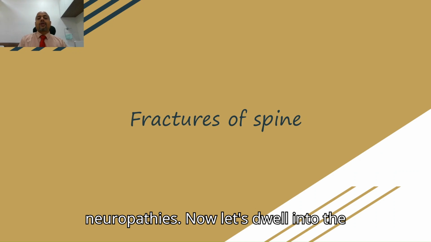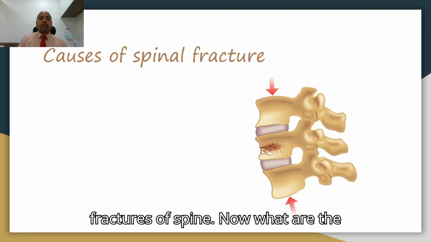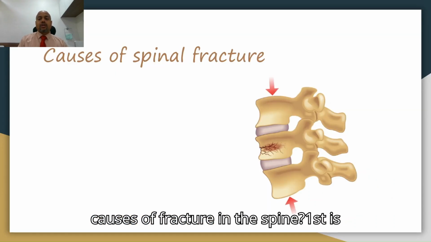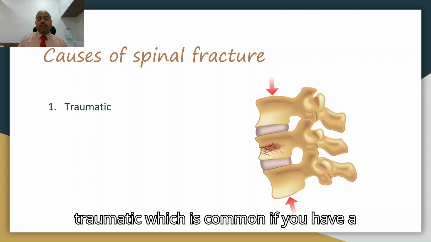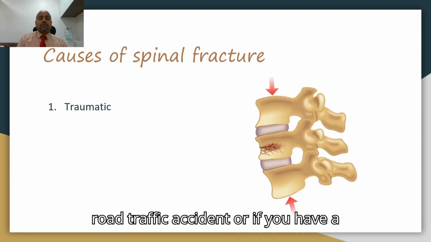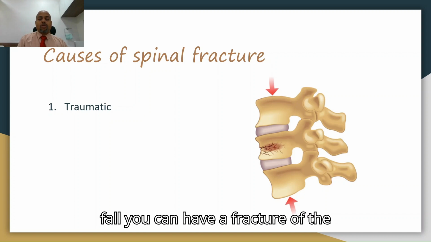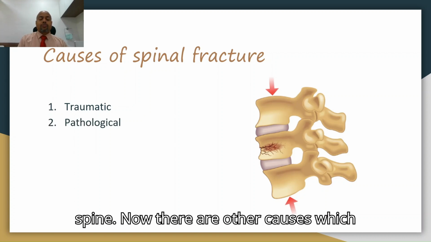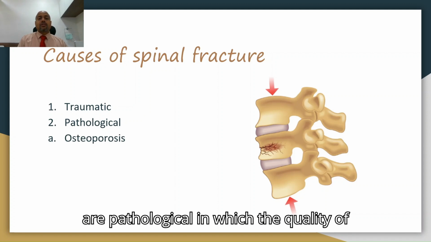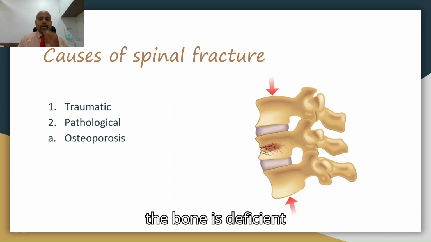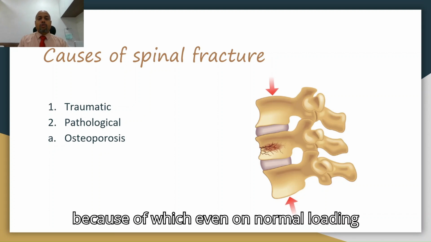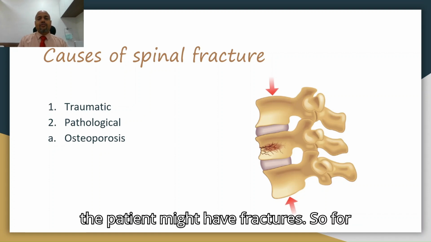Now let's delve into the fractures of the spine. Now, what are the causes of fracture in the spine? First is traumatic, which is common. If you have a road traffic accident or if you have a fall, you can have a fracture of the spine. Now there are other causes which are pathological, in which the quality of the bone is deficient, because of which even on normal loading the patient might have fractures.